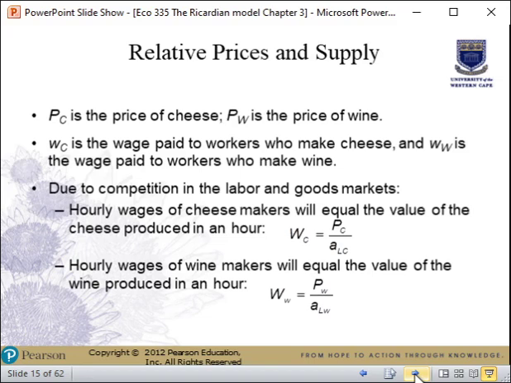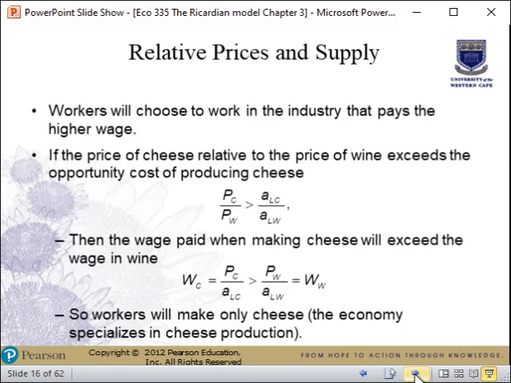The hourly wage in the cheese sector, which we denote as WU with the subscript C, shows the earnings of cheese production in an hour, and the hourly wage in the wine sector, which is WU with the subscript W, illustrates the value of wine produced in an hour.